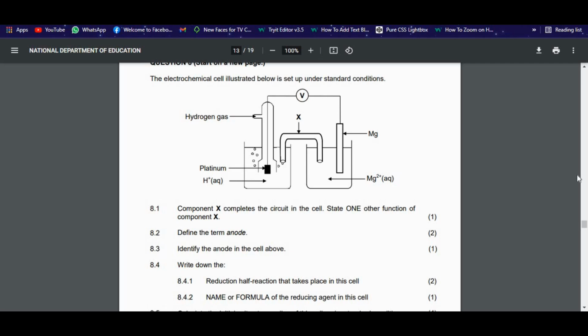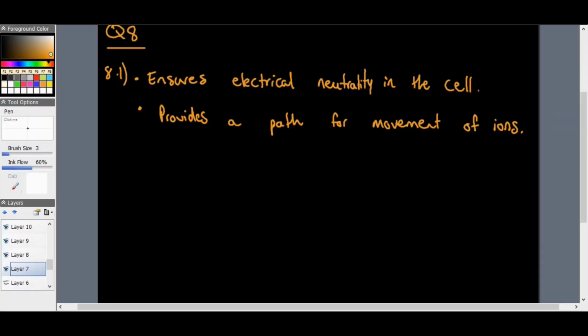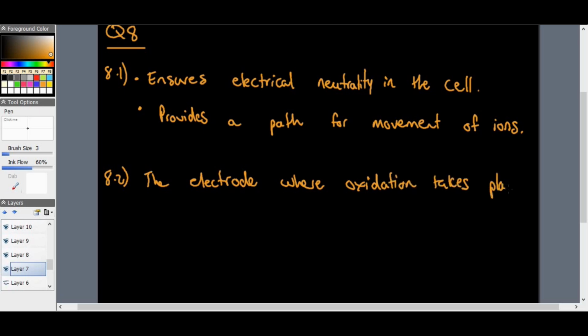8.2, another definition, asks us to define the term anode, which I'll define for everybody right now. The anode is the electrode where oxidation takes place. Another way to say this is the electrode where electrons are lost. Either one is fine. Just correcting that, because I wrote it like I was Speed Racer. Here we go, electrode. I think we're on 8.3.